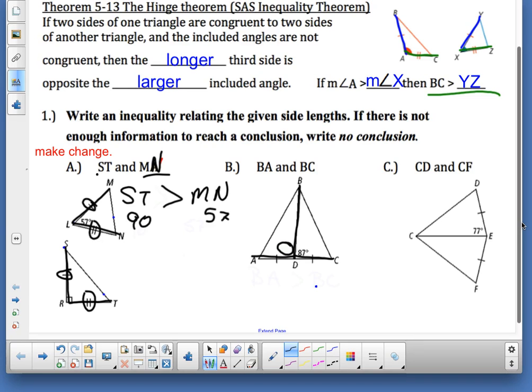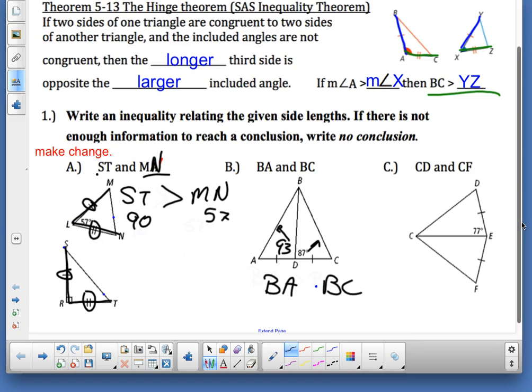Say it louder. How did you find it was 93? Has to equal 180. They're supplementary. 87 and that 93 has to be 180 because they're a supplementary angle pair. Awesome. So this is 93 degrees. We're applying hinge theorem. 93 is opposite AB. 87 is opposite BC. So I'm looking at, or BA I should say, the way they've asked this in the problem. So which one's bigger?